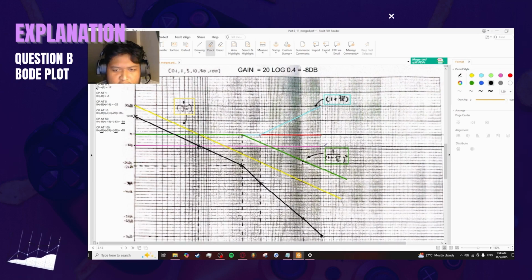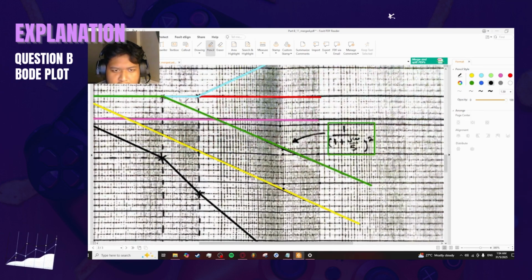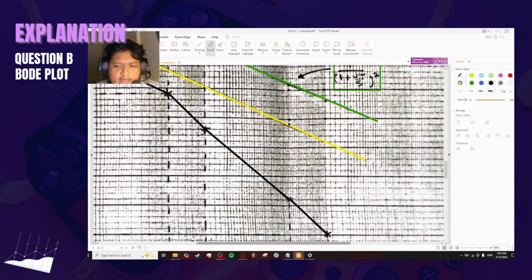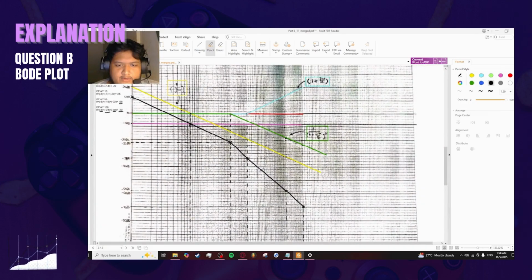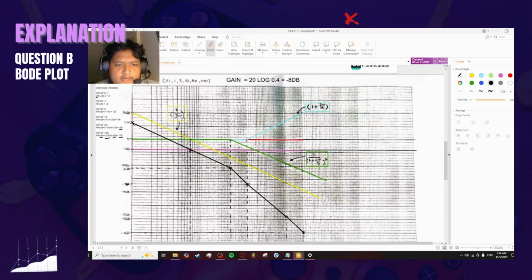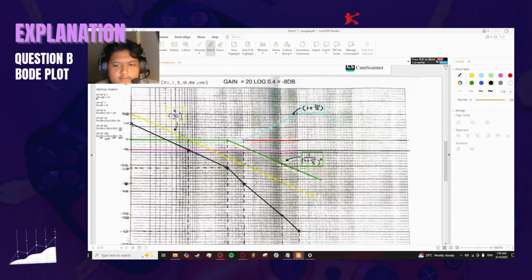For the negative 24, same thing. This line here. So this is 8, 10, 12, 14, 16, 18, 20, 22, 24. And then you get negative 24. Add them up, you get negative 70. And then after you got all the critical points, you just need to draw them up nicely. So thank you.